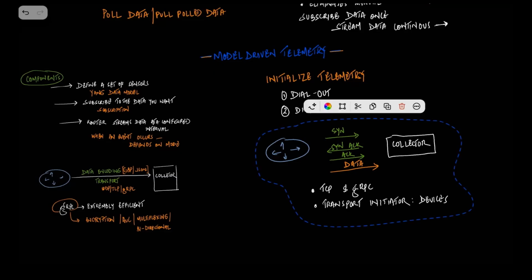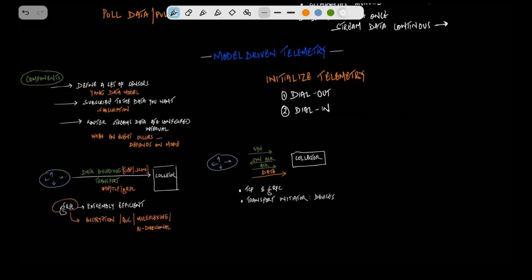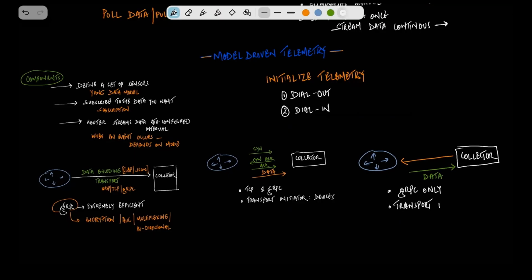When we talk about the dial-in method, the collector connects to the router and you need to subscribe to the data. Directly, we have a subscription from the collector, and then we have data streaming. It's only for gRPC. Both use YANG models, but gNMI becomes the standard for model-driven telemetry.